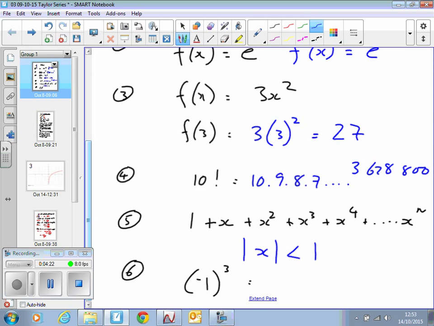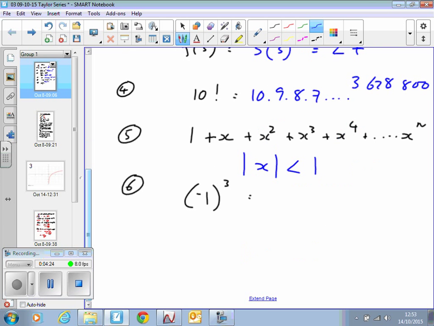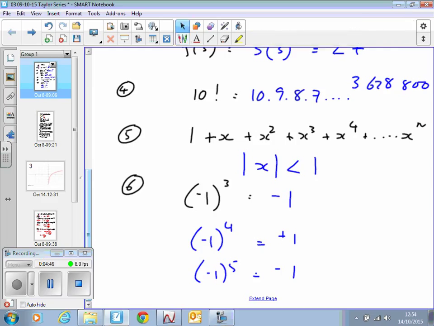Finally, minus 1 cubed, minus 1 times minus 1 is plus 1 times minus again is minus 1. And if you think about minus 1 to the power 4, that's going to equal plus 1. Minus 1 to the power 5 is going to equal minus 1. So we actually have a situation where if I change the power, I'm going to change the sign, which we'll see will come in handy. Okay, so that's the drill.